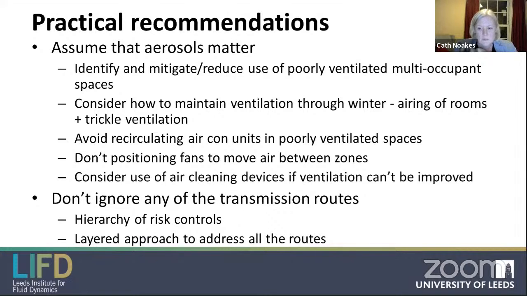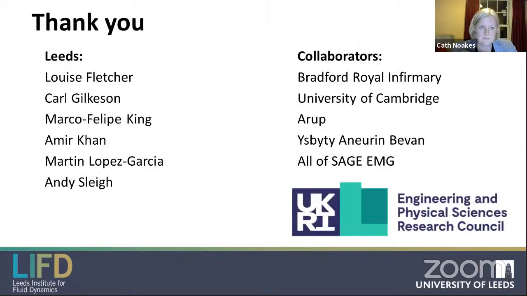And I think it's quite important that we do now start to consider whether air cleaning devices may become an important part of our mitigation in places where we can't improve the ventilation. And I would also say don't ignore any of the transmission routes. I think we don't have enough information yet to assume that we can dismiss things. I think over time we'll start to narrow it down, but for now we need to put that proper hierarchy of risk controls in place and a layered approach that addresses all of the possible transmission routes.